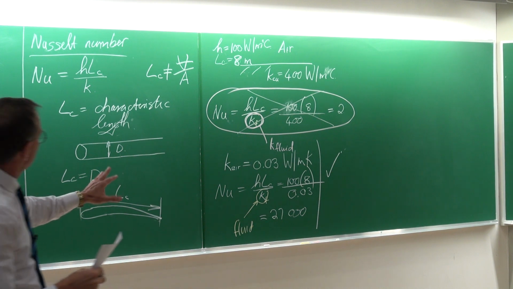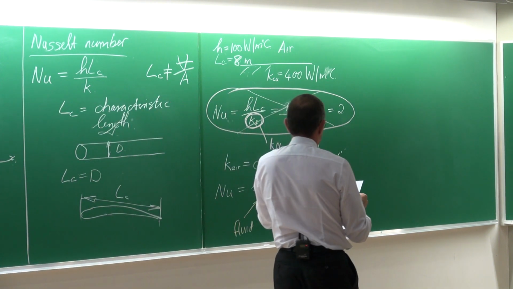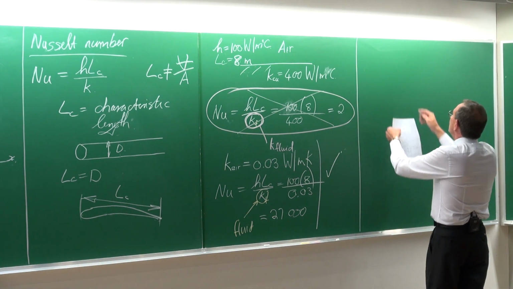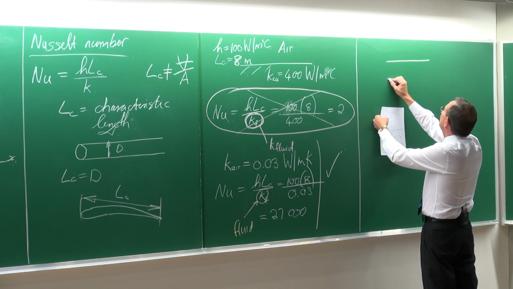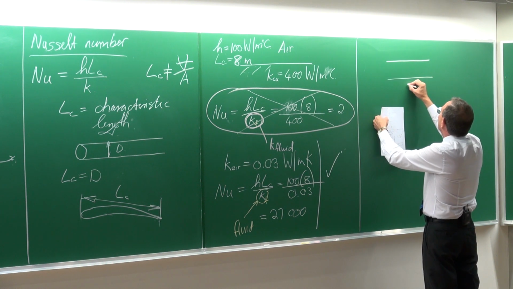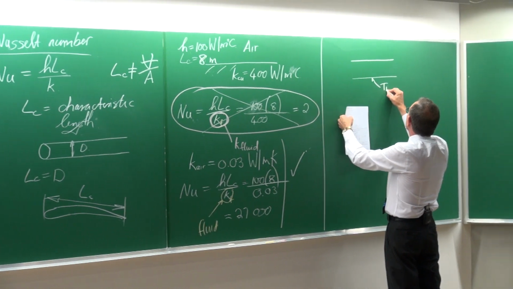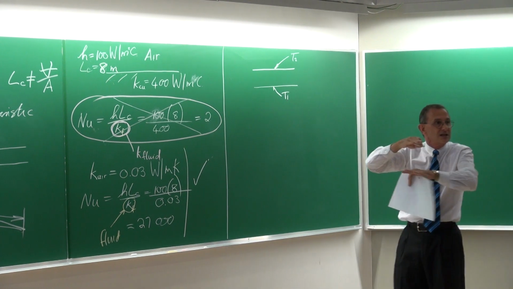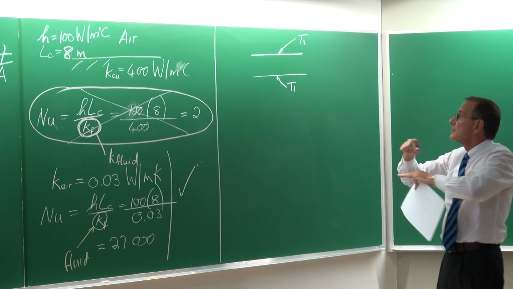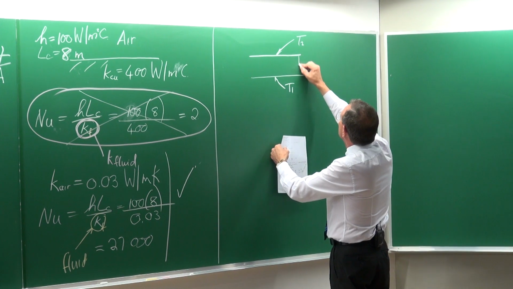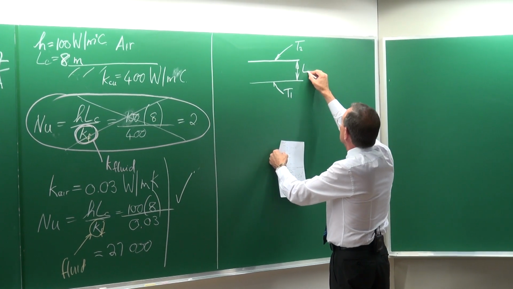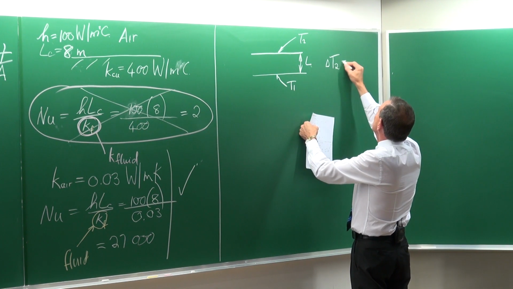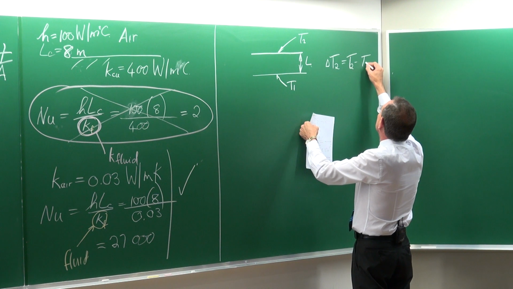Now this Nusselt number that we see here, the definition of it, let's look at the physical significance of it. And we are going to do that by considering two fluid layers at the temperatures of T1 and T2. So those are not flat plates, they are fluid layers, and they are apart from each other the distance L, so that delta T is equal to T2 minus T1.